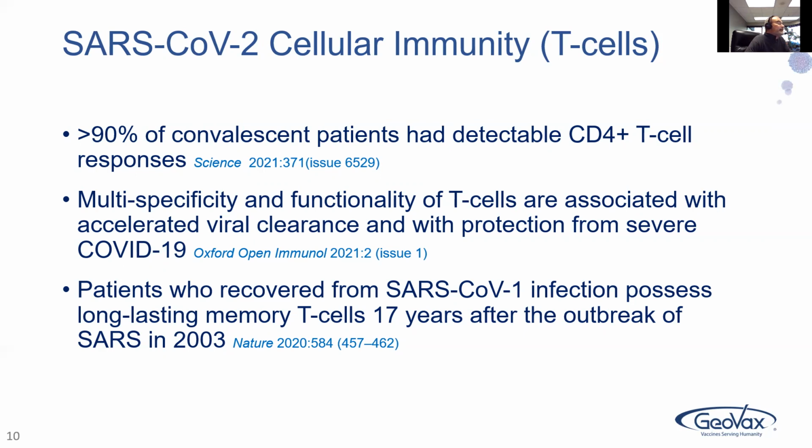Now, interestingly, while we're concerned about the duration of antibody responses, patients who recover from SARS-CoV-1, which is an outbreak that happened in 2003, have been shown to have long-lasting memory T cells. So 17 years after the outbreak, memory T cells can still be detected in SARS-CoV-1 patients.